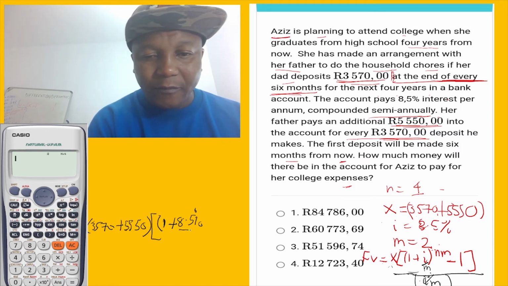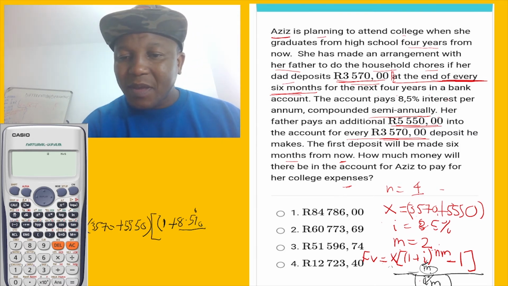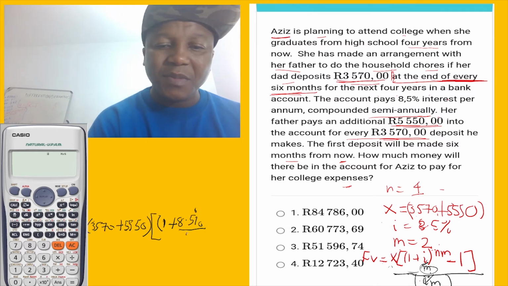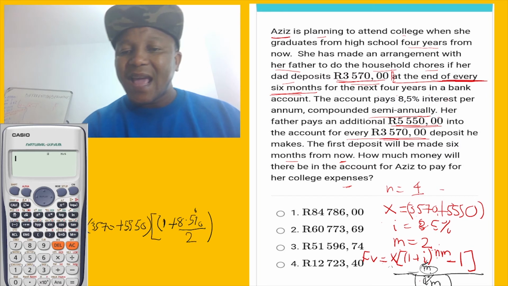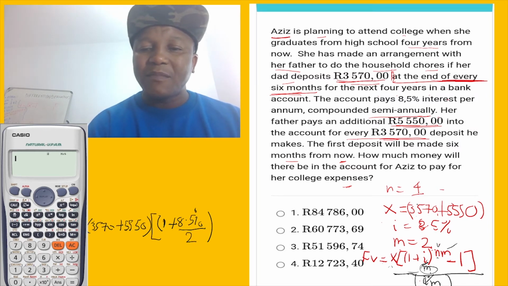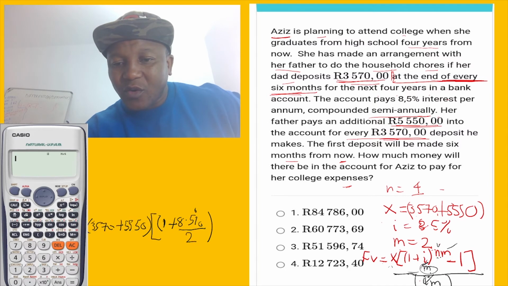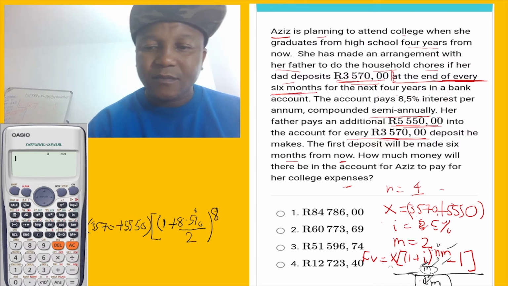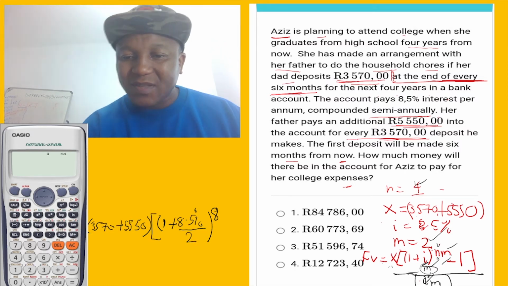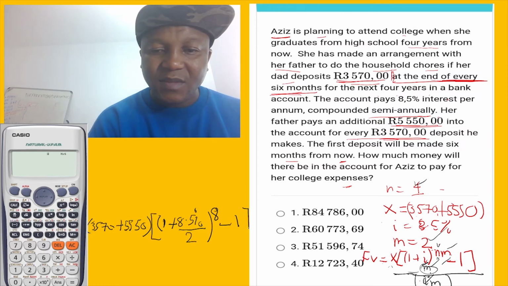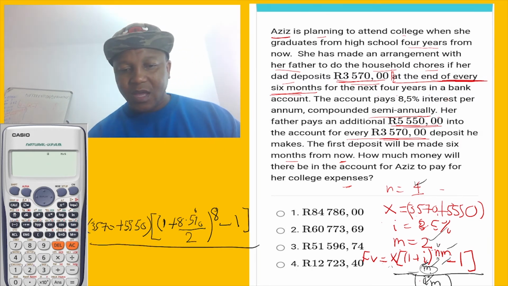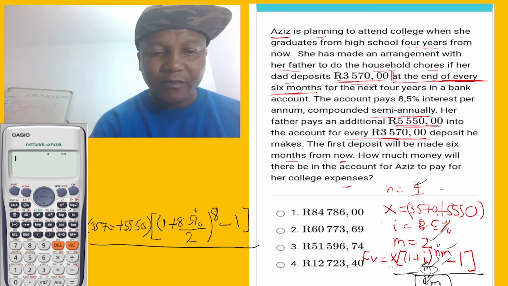Okay, and then over m. Here m is compounded half-annually. How many half-annual periods? We say 2, meaning there are two 6-month periods in 1 year. Bracket m times n. What is the m times n? We say m equals 2 times 4, because n is 4 and m is 2, so 2 times 4 equals 8. We take this multiplied by m times n, and minus 1, close bracket, and then you divide over it.